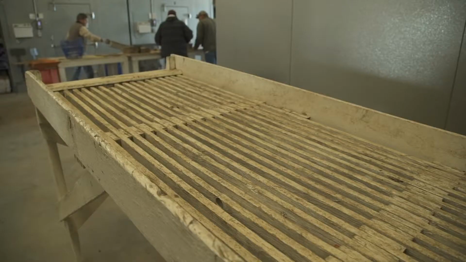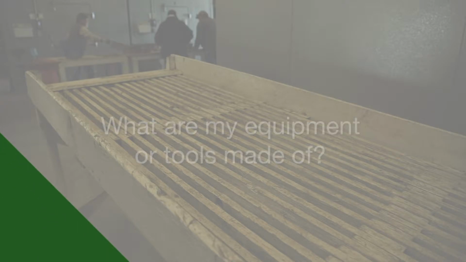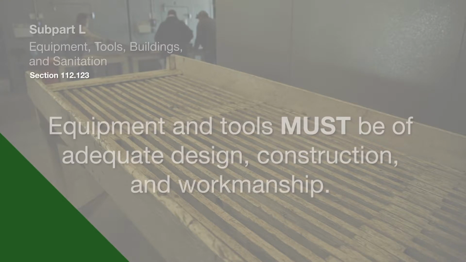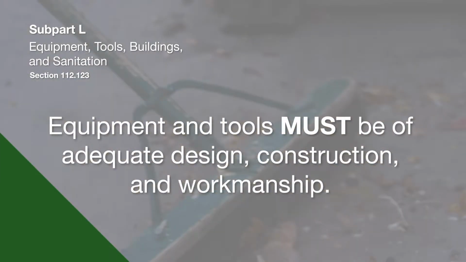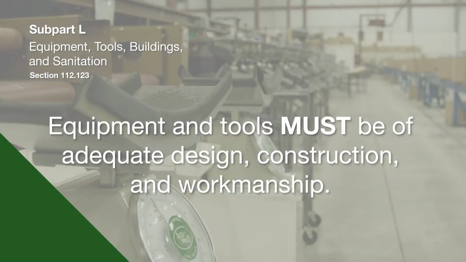Now that you know what equipment and tools are subject to the rule, let's talk about what condition they should be in and where they should be stored. A few questions to think about. What shape or condition are my equipment or tools in? What are my equipment or tools made of? Equipment and tools must be of adequate design, construction, and workmanship to allow them to be cleaned and properly maintained.